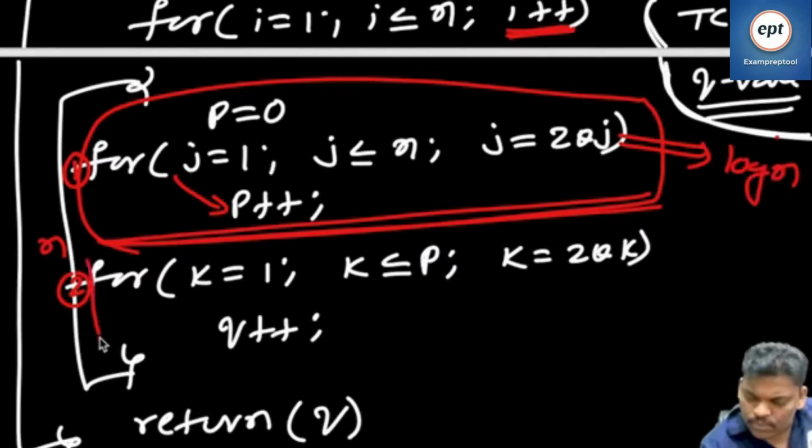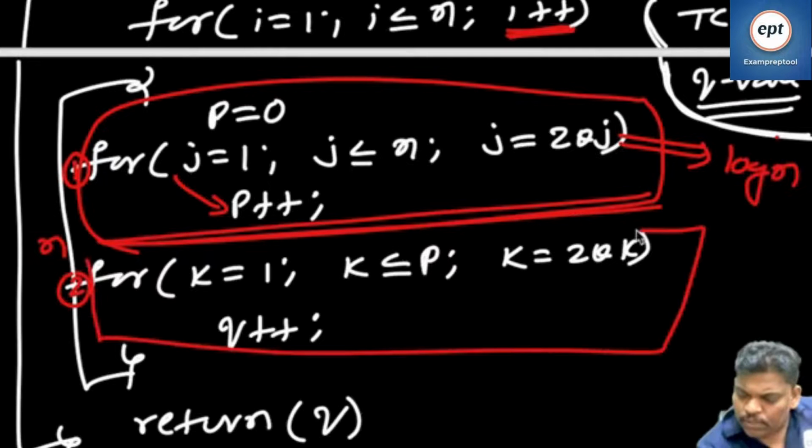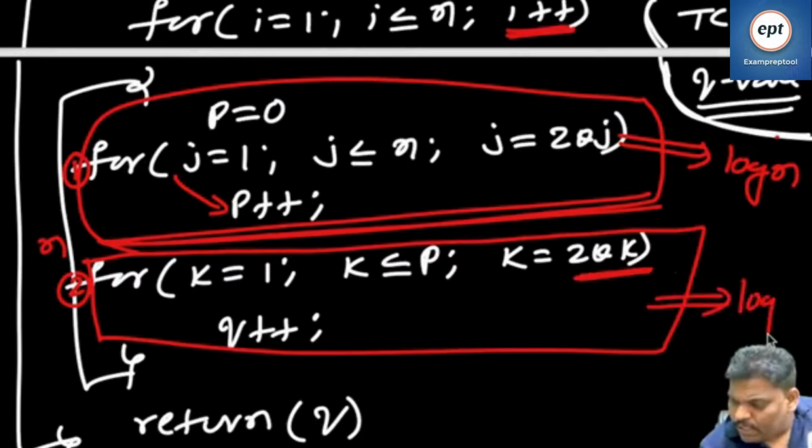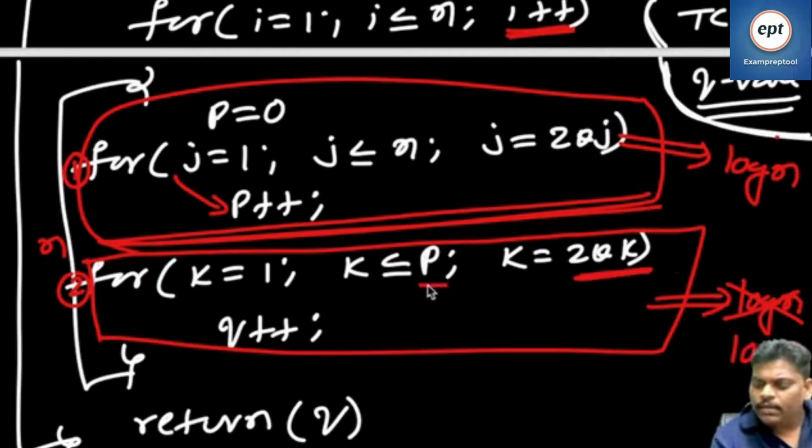This loop, everyone listen, every time into 2. It is log n, wrong. It is log p, because it is p.